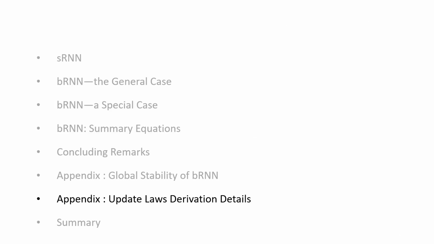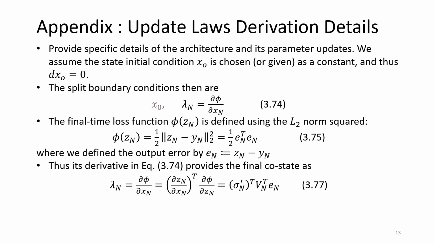Finally, let us look at the details of the update law's derivation. We now provide specific details of the architecture and its parameter updates. We assume the state initial condition x_0 is chosen, or given, as a constant, and thus the derivative of x_0 is 0. The split boundary conditions are then given in equation 3.74. Thus, the process is to use the initial state x_0, the input signal sequence s_t, and the corresponding desired sequence y_t to generate, forward in time, the internal state and output sequences.